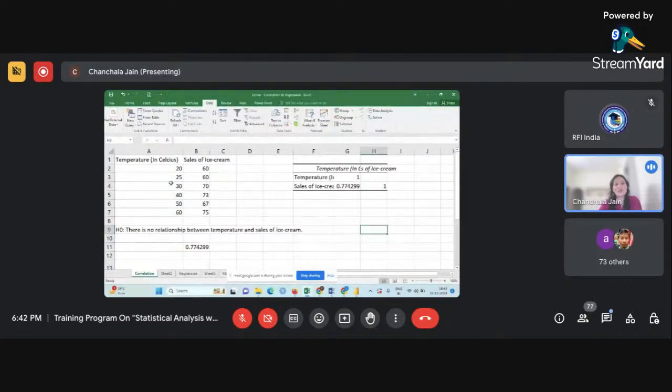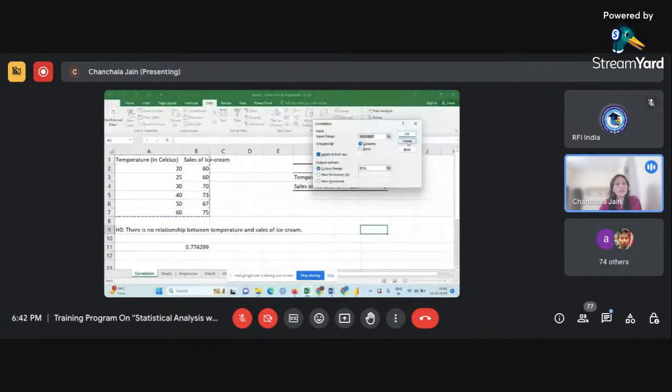You need to go to Data Analysis. At the very right hand side, you can find it. Here you need to select Correlation and then press OK. Here you need to give the range of your data. If you are selecting your data including the labels, you need to select this box, and then select where you want to generate your output. Then you can press OK.